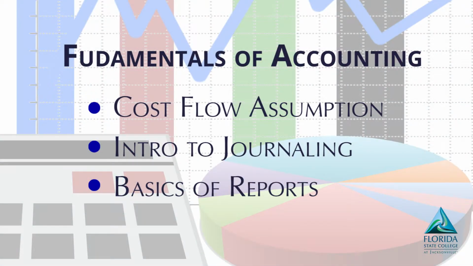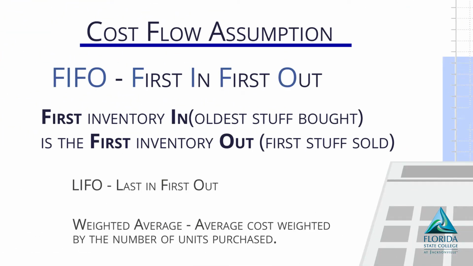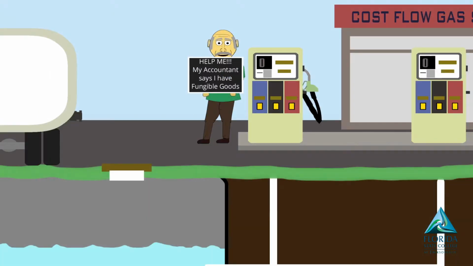Today, we start a series of videos covering the fundamentals of accounting. This video is going to deal with a very important topic for most retail establishments, and that is the cost flow of inventory. We're going to use a very difficult example of accounting for inventory.